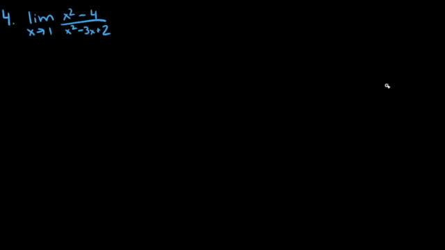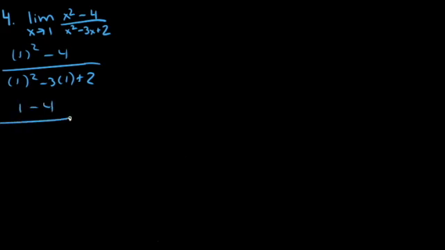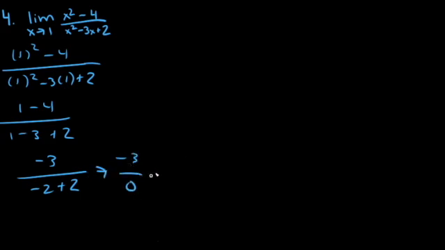And I also have one last example to practice some more. Now, we would just plug in 1 for our function, like always. So we get 1 squared minus 4 over 1 squared minus 3 times 1 plus 2. Now 1 minus 4 over 1 minus 3 plus 2 gives us negative 3 over negative 2 plus 2, which gives us negative 3 over 0.